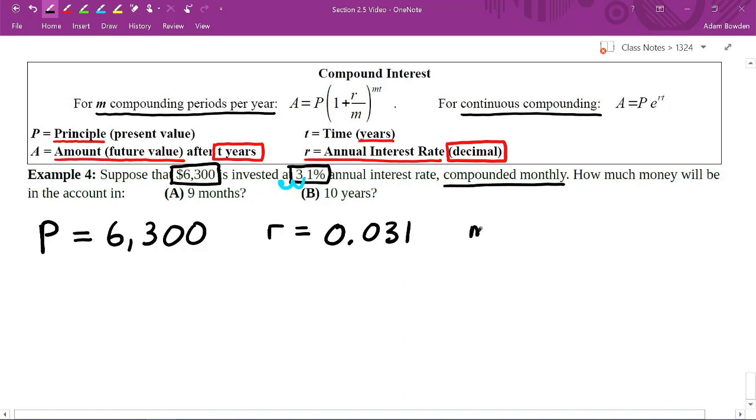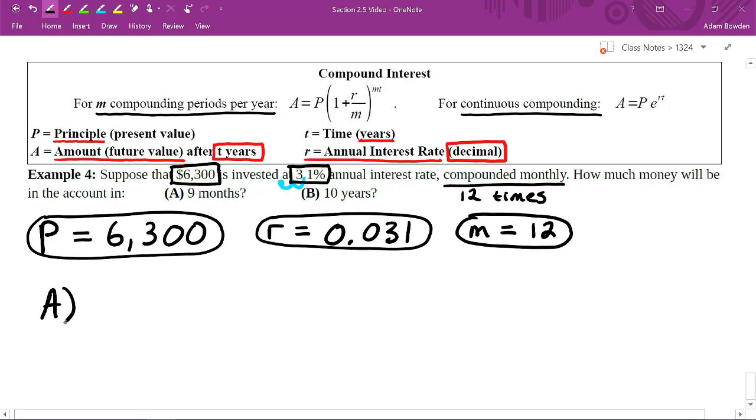Now the letter M stands for how many times interest is compounded, or in other words, paid per year. And this time it says compounded monthly, which means it's compounded 12 times a year. That means the letter M stands for 12.